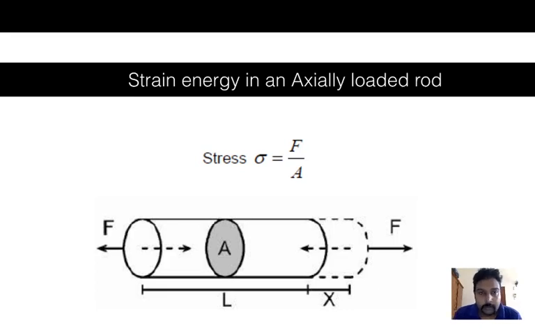So when we talk about strain energy in an axially loaded rod, you can see that this rod has a length of L and an area of A, and force is applied on both sides. So the stress is basically equal to force divided by area. Let's say that by applying a force, we are basically making an extension of x.